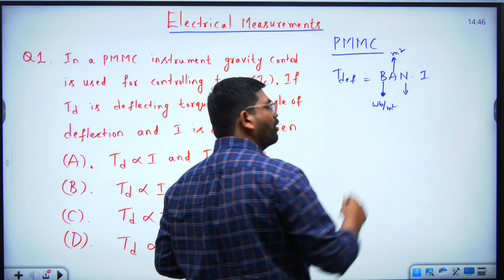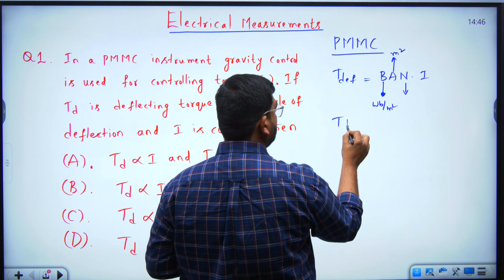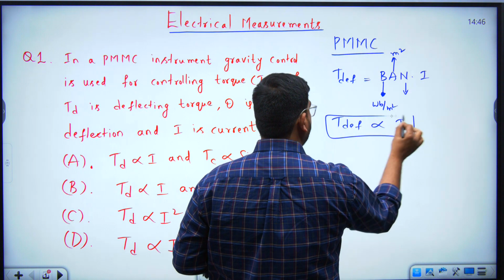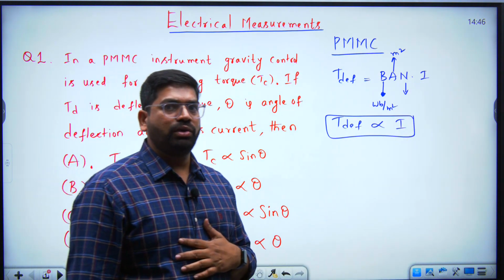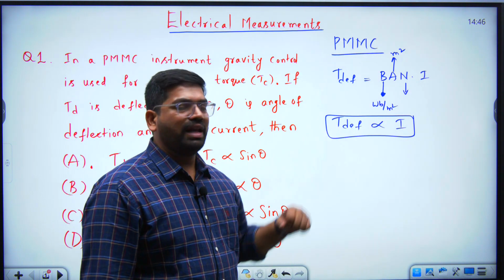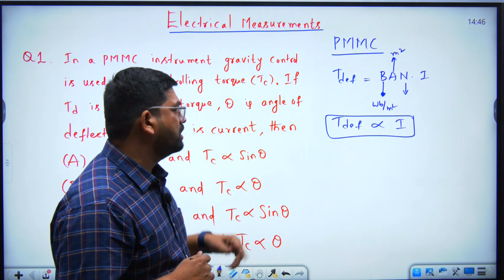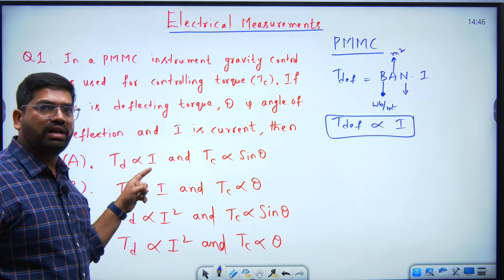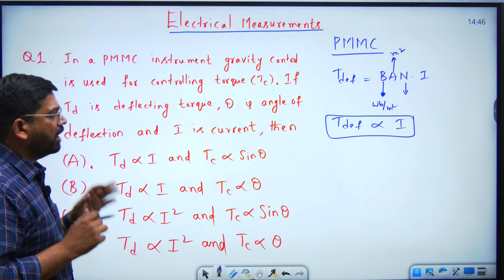So all these are constants in a particular instrument, and you can directly say that deflecting torque is directly proportional to current flowing through the PMMC instrument. That is the reason why PMMC is only suitable for measurement of DC quantities, because unidirectional current is there. So it will not detect the AC quantities. So you can choose TD proportional to I only.